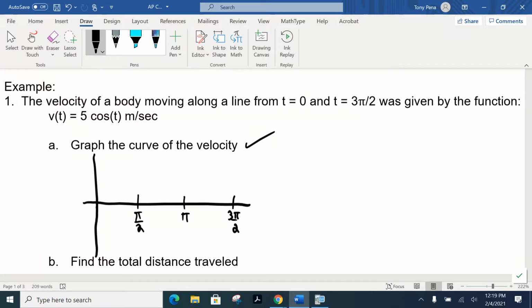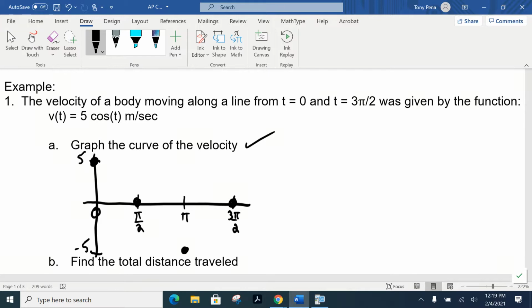Cosine values, we know over here at 1, the cosine of 0 is a 1. Since we have a 5 in front of it, we know we're going to jump up to 5. The cosine of pi over 2, we know is 0. The cosine of pi is a -1, but since we have a coefficient of 5, we're down at a -5. And then the cosine of 3 pi over 2 we know is a 0.